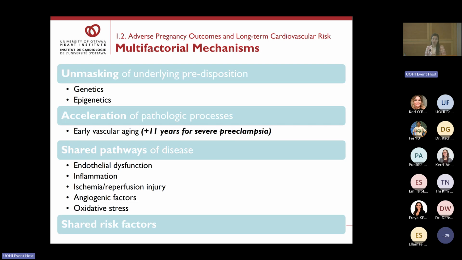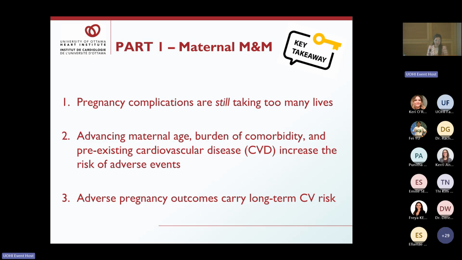The biggest part also is that APOs and CVD share common pathways, things like endothelial dysfunction, inflammation, ischemia reperfusion injury, angiogenic dysfunction, and oxidative stress. And the last thing is that, as you saw, they do share common risk factors. So to summarize what we know so far, pregnancy is still taking too many lives. There's more advanced maternal age, burden of comorbidity, and pre-existing CVD that are putting new mothers at higher risk, and an adverse pregnancy outcome carries long-term cardiovascular risk.